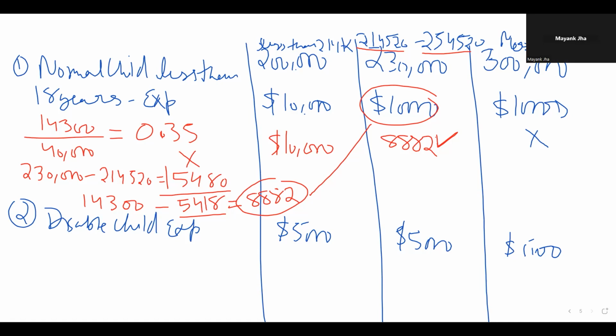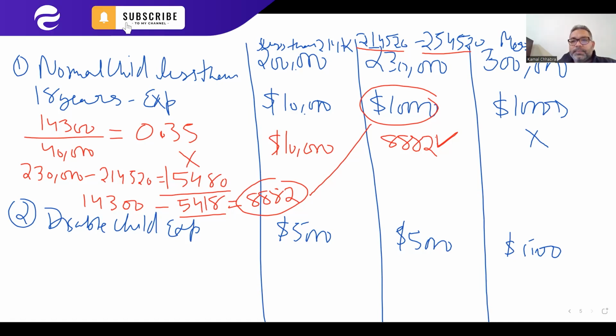So how much should the tax credit reduce? That is 5,418. So 14,300 minus 5,418 gives you the lower amount, right? And the amount you have paid is $10,000. So whichever is lower, we'll be considering that. So that's how this 8,882 amount will be allowed. Make sense? Yes, sir.